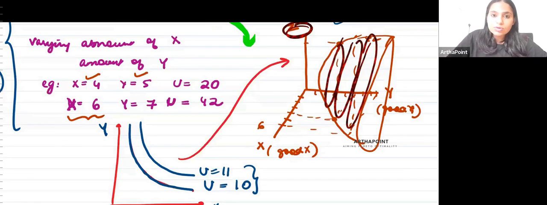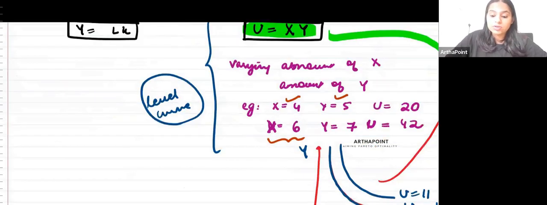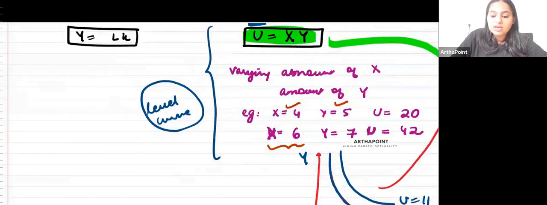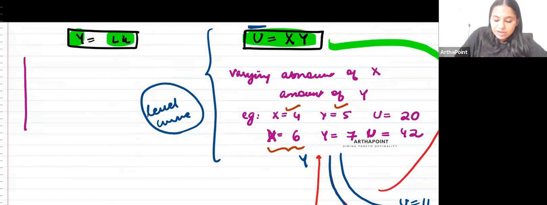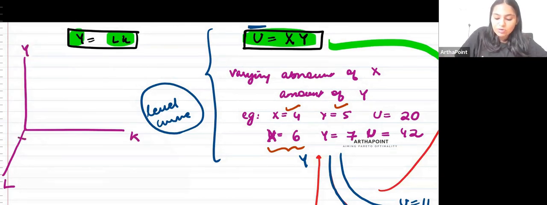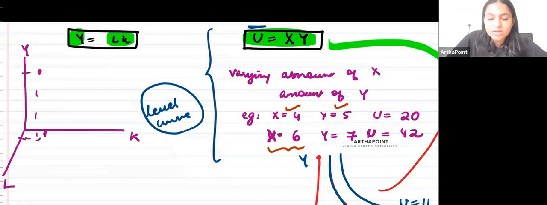Now, the same thing can happen here also. I am saying output is labor into capital. Now, you keep fluctuating labor and capital, you keep getting different levels of output. So ideally, it is very, very difficult to take labor here, capital here, and output here, and for different labor-capital combinations get different values of output. It will be a 3D diagram.